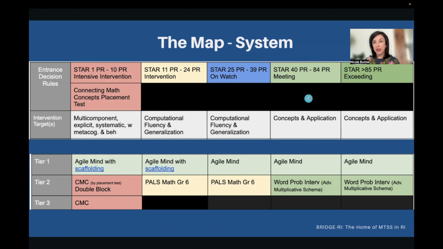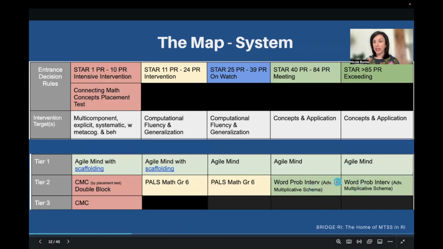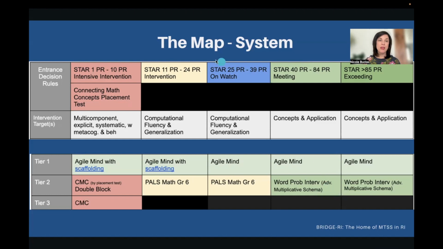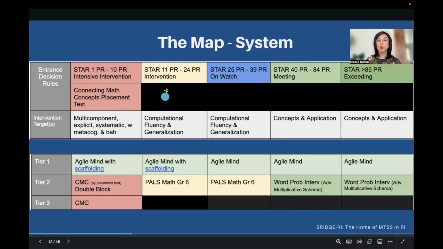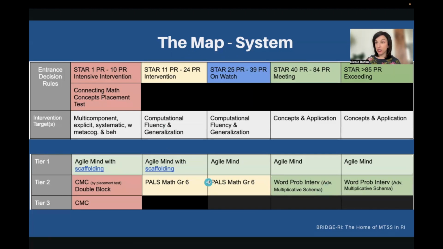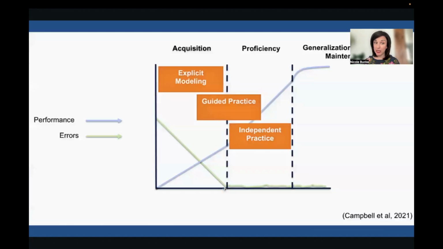And again, the upper level students are ready for enrichment. So they might work on word problem intervention, like advanced multiplicative schemas, because this is a middle school. The middle level group really needs to work on computational fluency and generalization. They may have PALS math, peer-assisted learning strategies, which leaves time as well for doing some of the gen ed core curriculum because it's 3 days a week, 20 minutes.